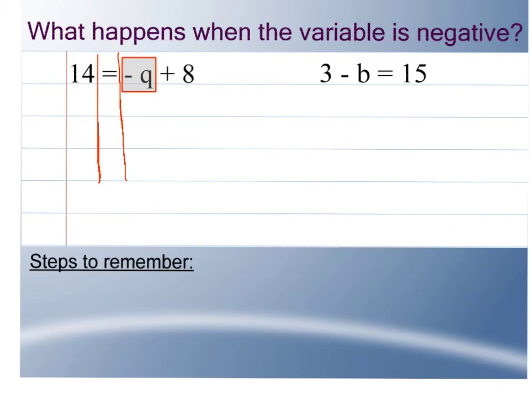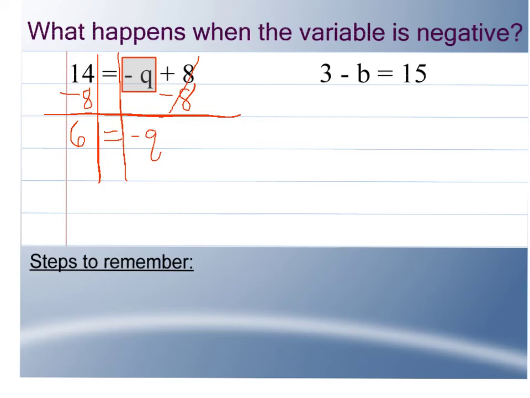plus 8. So to undo that, we are going to subtract 8 from both sides. And 14 minus 8 gives us 6. Drop down your equal sign. We still have negative q with us, and then those 8s become 0. Now, we can't end our problem with a negative variable, so I'm just going to step aside to tell you what we do. What's our next step?